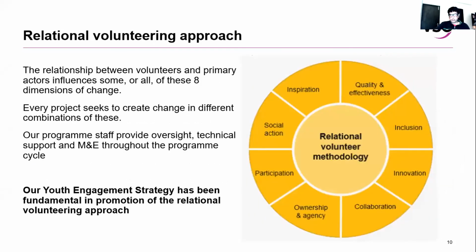The relational volunteering methodology is something which is very central to how we design programs, because volunteering for development is at the heart. It's actually a fairly complex methodology that we've developed over the years. So I won't get into details, but it includes elements of inspiration, inclusion, innovation, collaboration, these various attributes of volunteers, and volunteering is something that we design right into our programs.